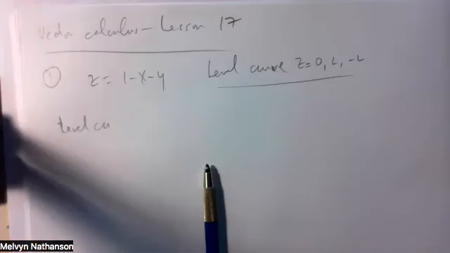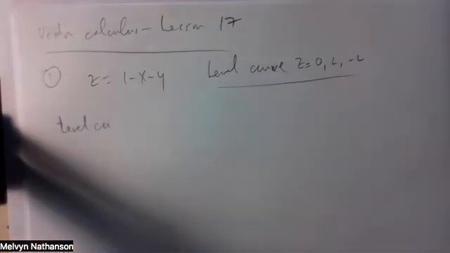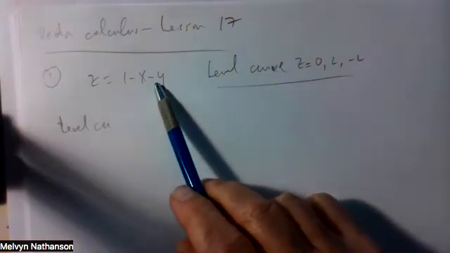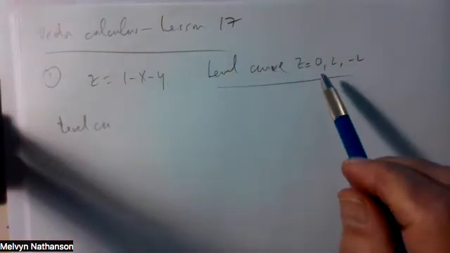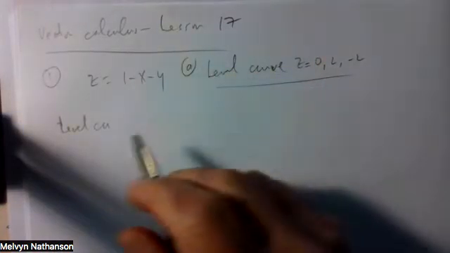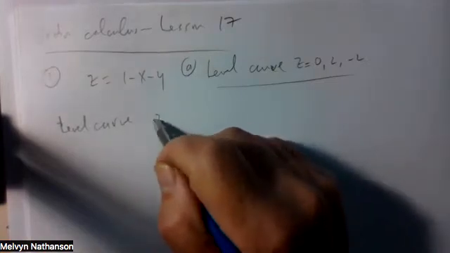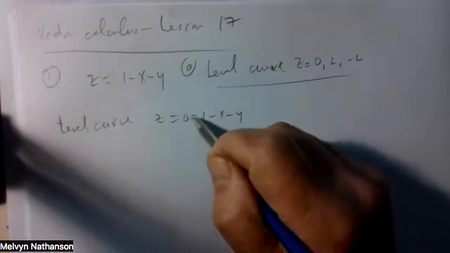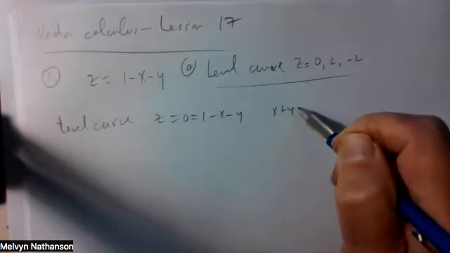Okay, so I'm going over the review sheet, problem 1. We have the function of two variables, z is 1 minus x minus y. And the first part is to sketch the level curves for three different values of z. So if z is equal to 0, that means 1 minus x minus y is 0, which means x plus y equals 1.